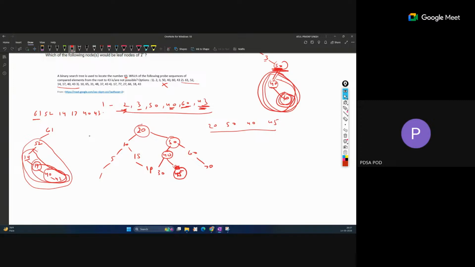So first create the path from the root to the leaf node till the 43 value according to the binary search tree, and then validate that each value coming on the left side is smaller than the parent node. Okay, thank you, sir.